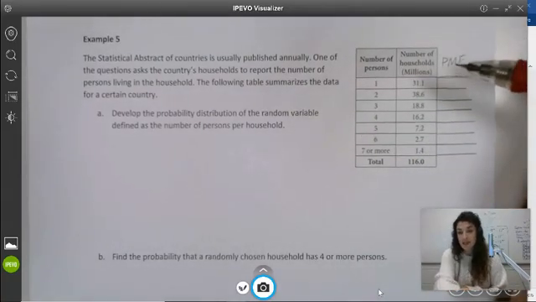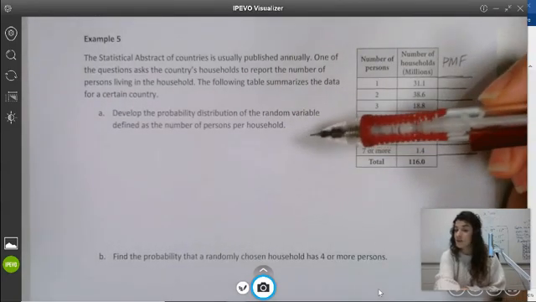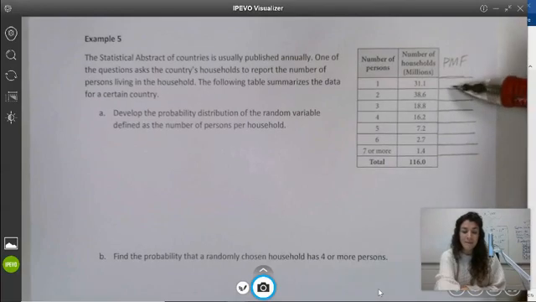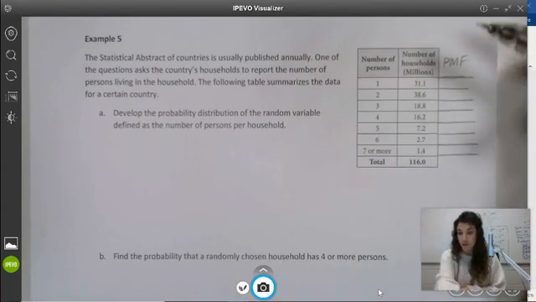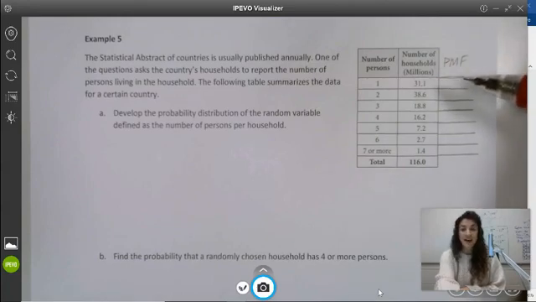Remember that developing a probability distribution doesn't tell us to do it by table. It doesn't tell us to do it by graph. So we can do it either way. Normally it's by table, because you have to do a table first before you can do a graph. So all we're really looking for here is that relative frequency value.